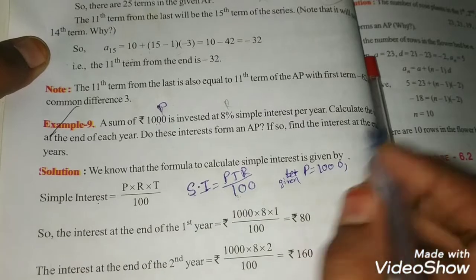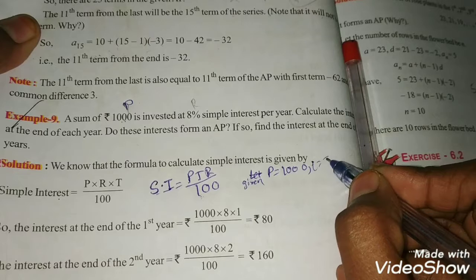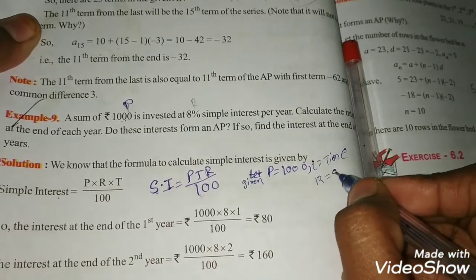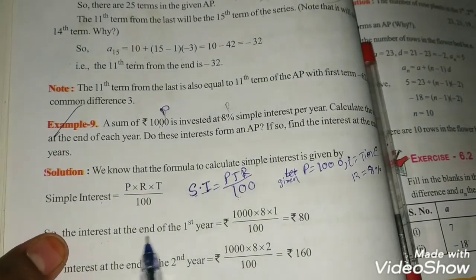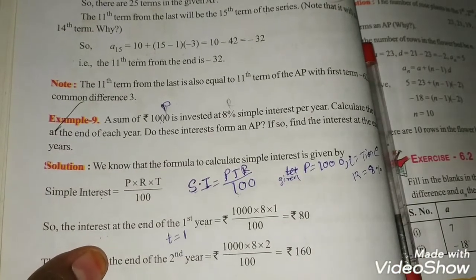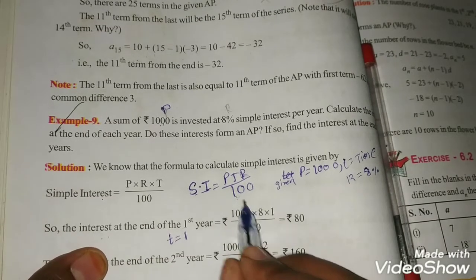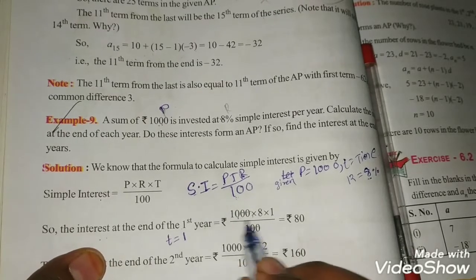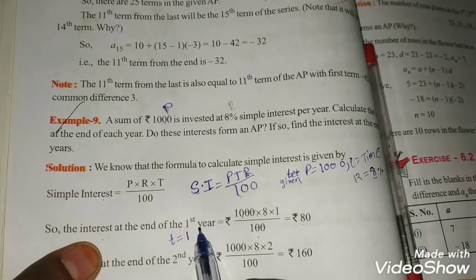Time, how many years do we have to take? T is equal to time. R is equal to rate. What is the rate? 8%. So find out here the interest at the end of the first year, that means time T is equal to 1. So P, that is 1000, into T, 1. Our rate is 8% divided by 100. So cancel 0, 0. What do we get? 10 eights are 80 rupees. So 80 rupees interest at the end of the first year.